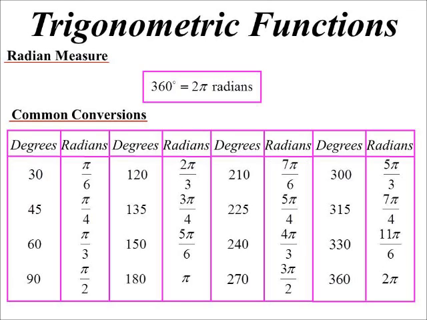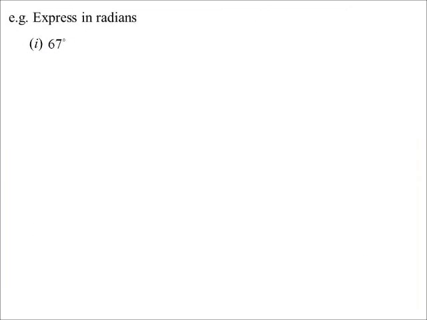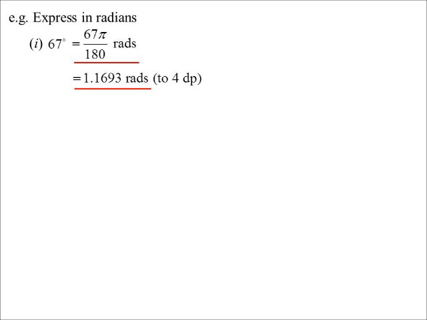But of course they don't have to be one of those. So if I want to turn 67 degrees into radians, then I would multiply by pi divided by 180, because we said pi radians is 180 degrees. Therefore, 1 degree must be pi divided by 180. So 67 multiplied by pi on 180. And if you want to work it out, it turns out to be 1.1693, pi being 3.14, etc.